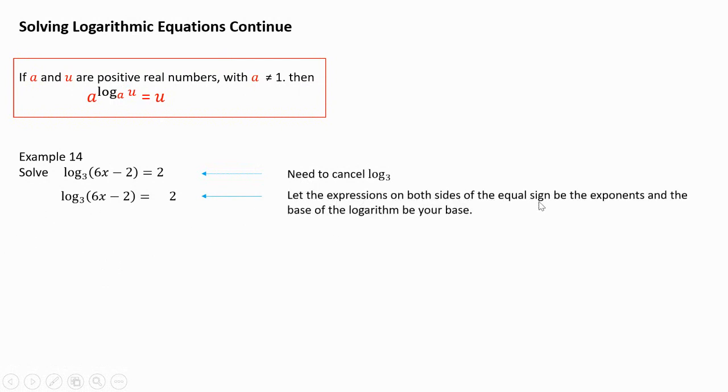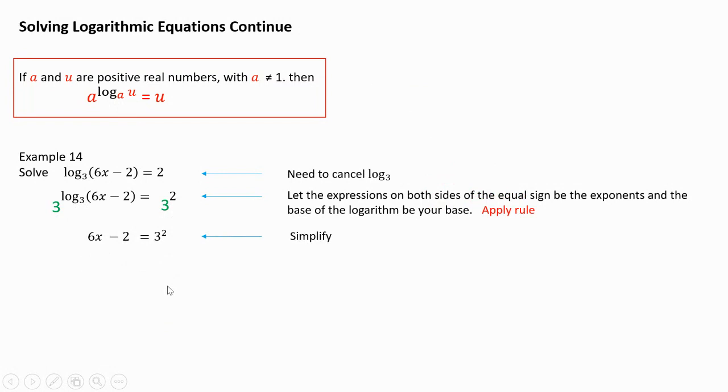Here's what I mean. We let the expression on both sides of the equal sign become the exponents, and the base of the logarithm be your base. So whatever base it is, you put a 3, and this becomes my exponent. What I do to the left side, I must also do to the right side. Now, by applying the rule, 3 to the log base 3 of 6x minus 2 will equal 1. So all we do is bring down the 6x minus 2, which equals 3 squared.